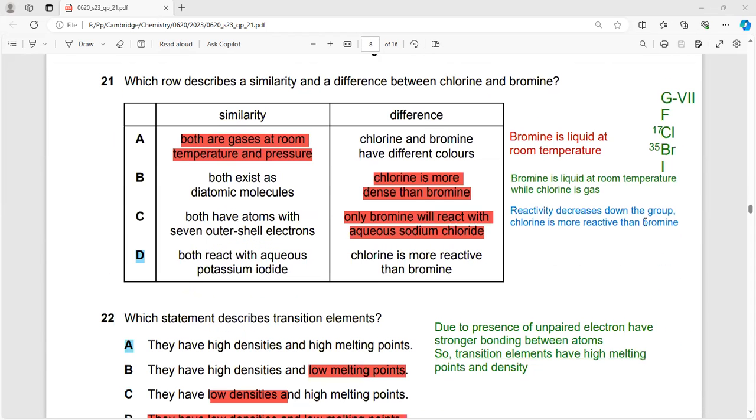We're going to proceed to question number 21. Which row describes the similarities and differences between chlorine and bromine?